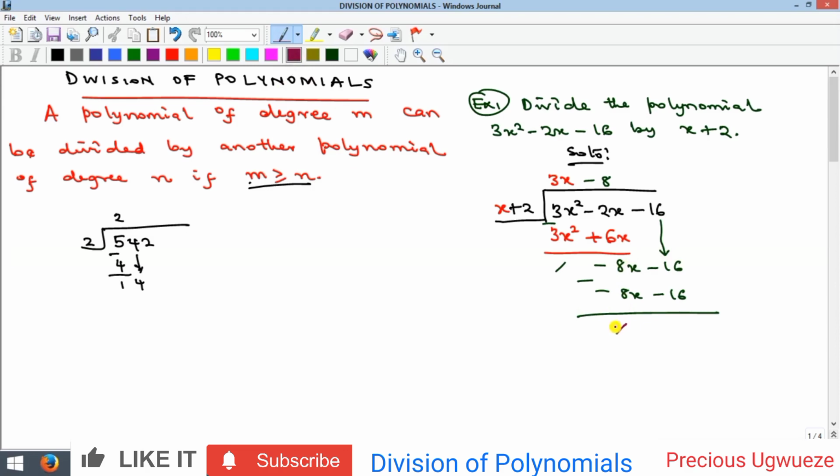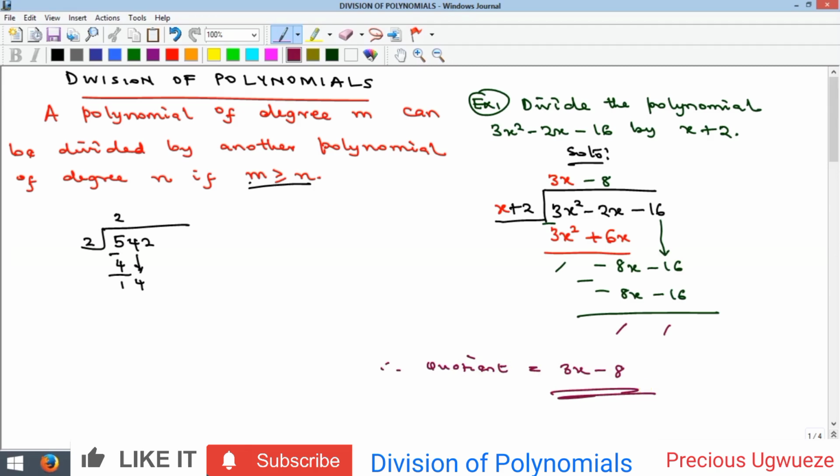This minus this is 0. This minus this will also go. So there is no remainder, and that means that is the end of our division. Therefore, after our division, the quotient is simply equal to 3x minus 8, while there is no remainder. And so this is the solution.